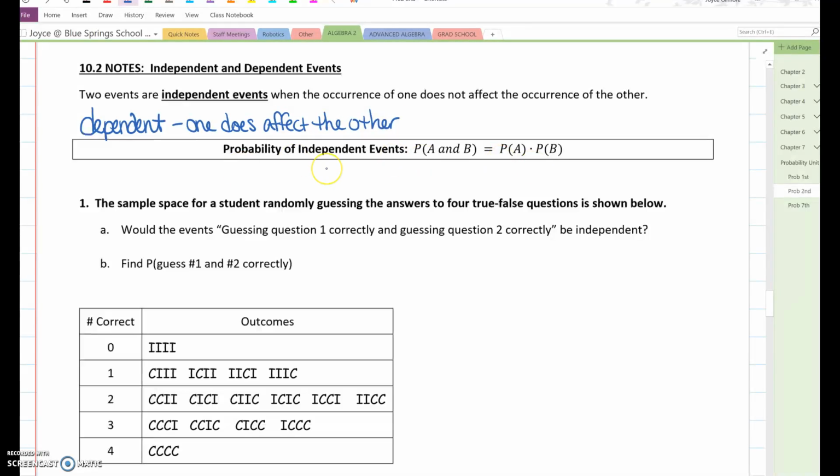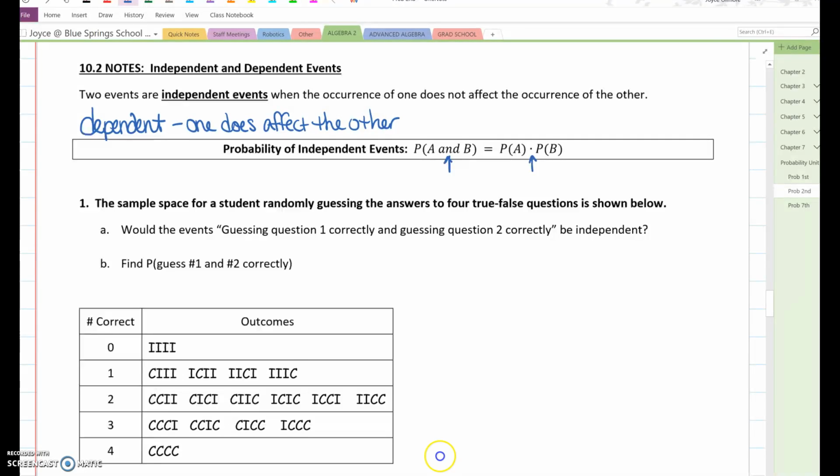And this formula is just saying that if the events are independent, like rolling a die and tossing a coin, those two events don't affect each other. The probability of both of them happening is the probability of the first one times the probability of the second one. That's exactly what we did yesterday. The word "and" means multiply.